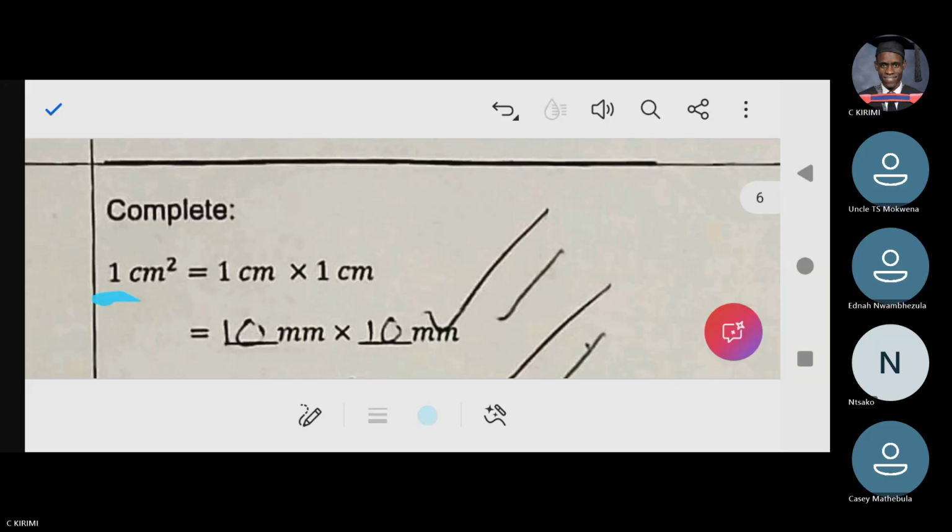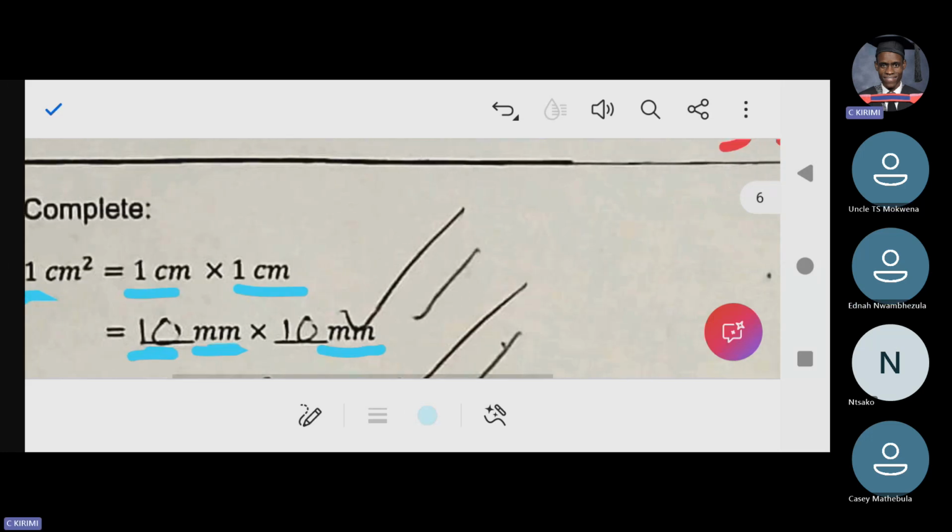You are supposed to complete this pattern. If you are given now in millimeters, how many millimeters is 1 centimeter? 10. So 1 centimeter is 10 millimeters, which is the same as 10 millimeters times 10 millimeters. What is the answer which I should write down? If it's 2 centimeters, it's 20 millimeters. What is 10 times 10? 100. What is millimeter times millimeter?